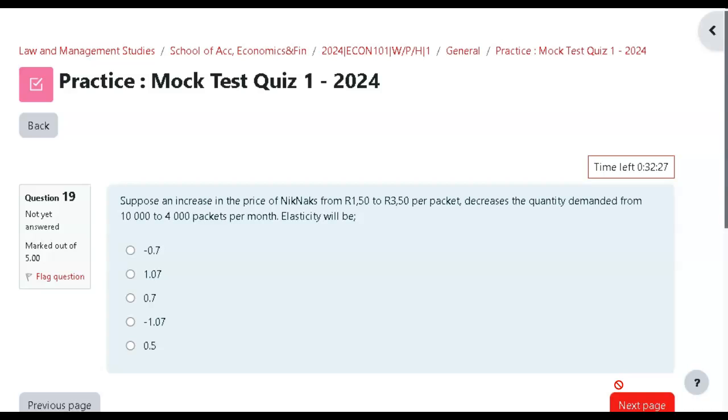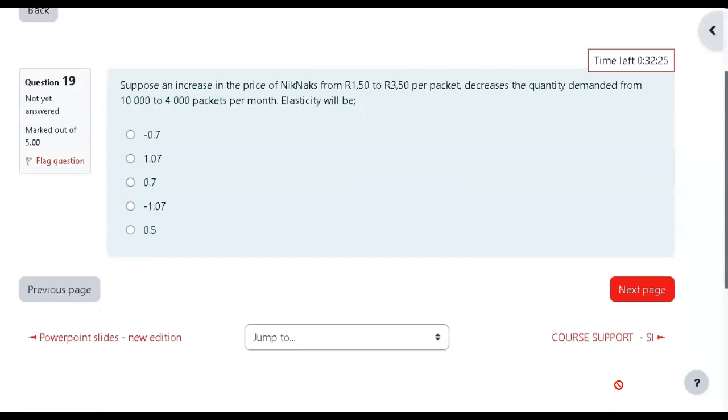And let's see the next question. Now you need to work over here. What's the elasticity of demand? The formula is the change in quantity over the change in price. So what I want you to do is look at the change in quantity. The change in quantity goes from 10,000 to 4,000. So that change is minus 6,000.